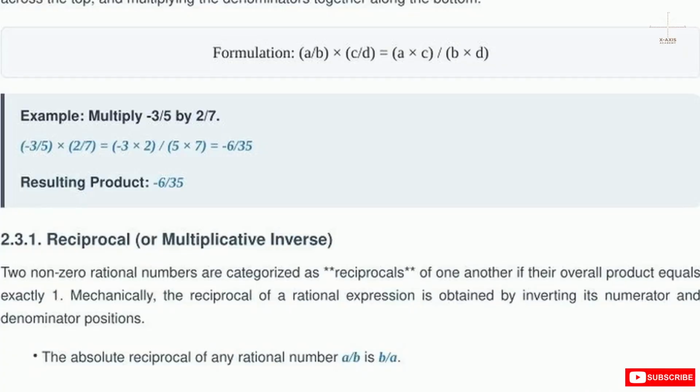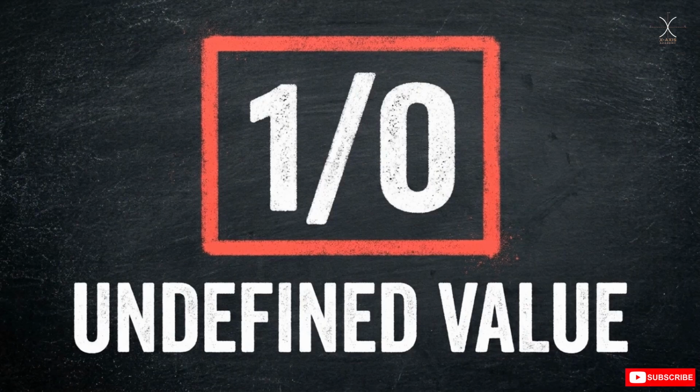For division, we need to look at this text, section 2.3.1, which defines the reciprocal, or multiplicative inverse. Mechanically, you create a reciprocal by inverting a fraction's top and bottom positions. The integer 0 has no reciprocal, because division by 0 is prohibited.